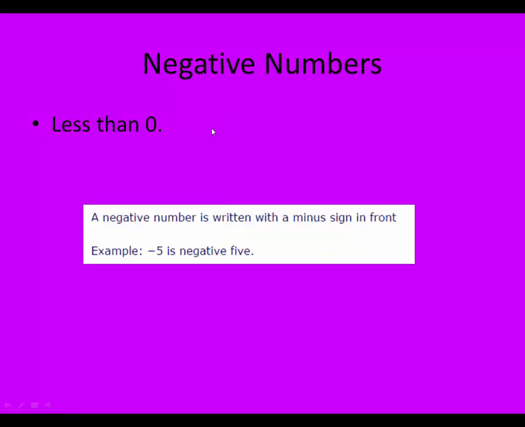For negative numbers, this means that they are less than 0. A negative number is written with a minus sign in the front. For example, -5 is negative 5. You'll see that minus sign if it is a negative number. And that is the last one I have for you today.